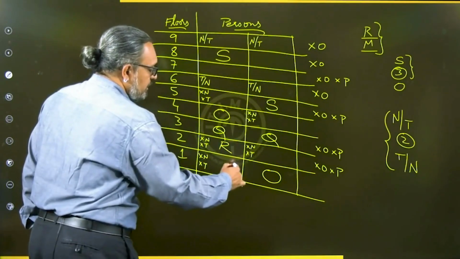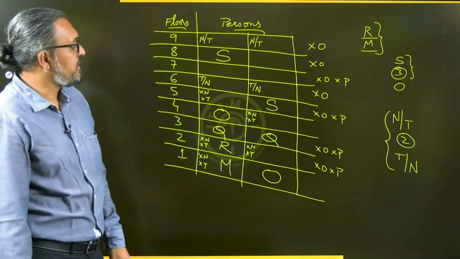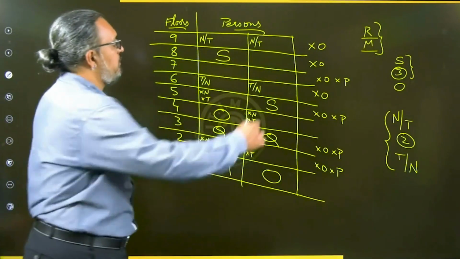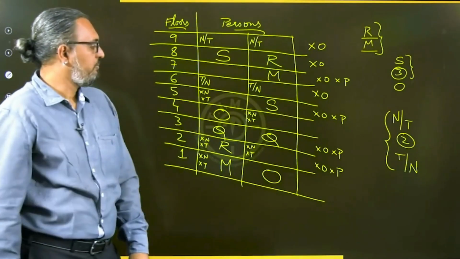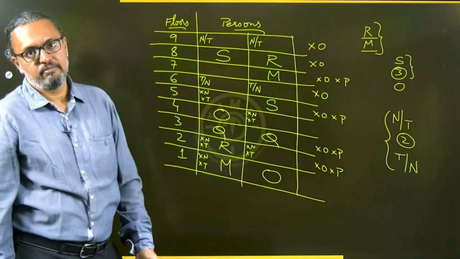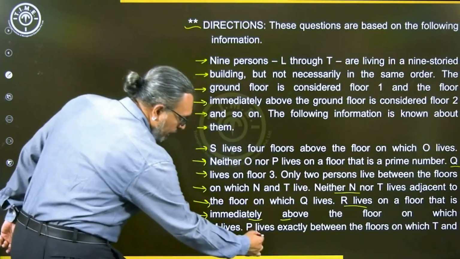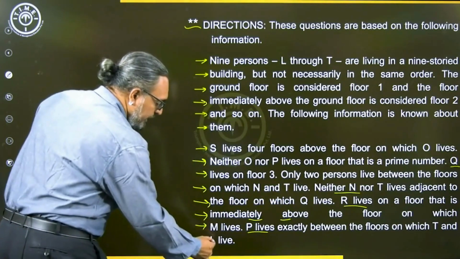So, R is immediately above M. Okay. Now, what is the possibility here? Here the possibility is 8 and 7, because those are the 2 floors immediate. So, we have R immediately above M. No other position is available. Correct? Then further, what he says: P lives exactly between the floors on which T and L live.